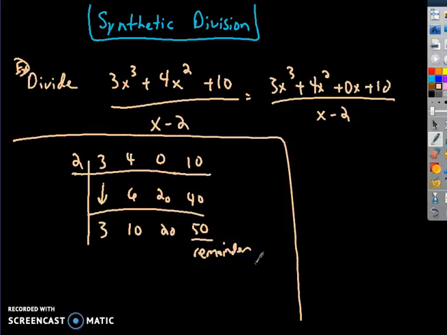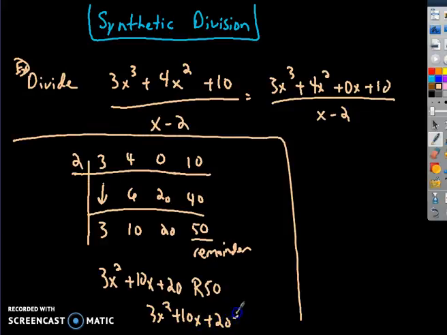Now, my new polynomial is going to be 1 degree smaller than what I began with. I began with 3x to the third, so my new polynomial is going to begin with x squared. So it's 3x squared plus 10x to the first plus 20, remainder 50. Or you can put 50 over what you divided by. You could write that as 3x squared plus 10x plus 20 plus 50 over x subtract 2. Either way is the right answer.